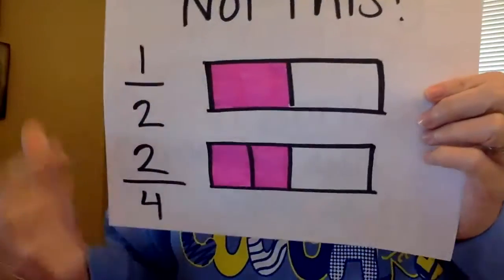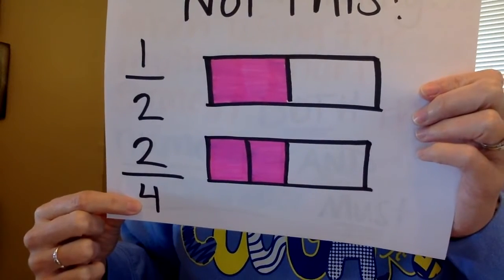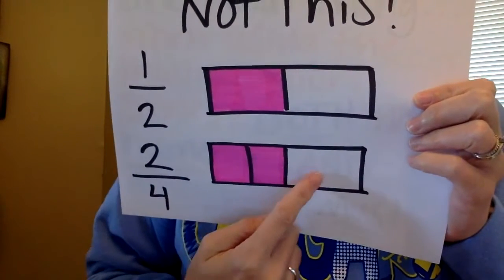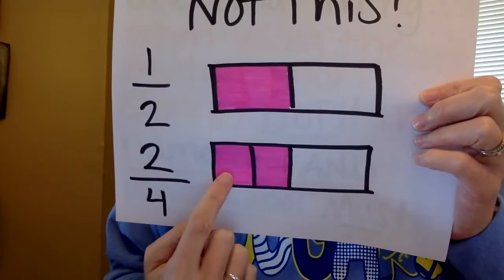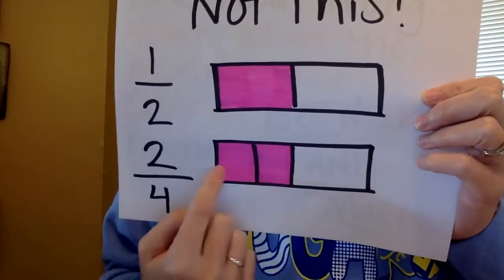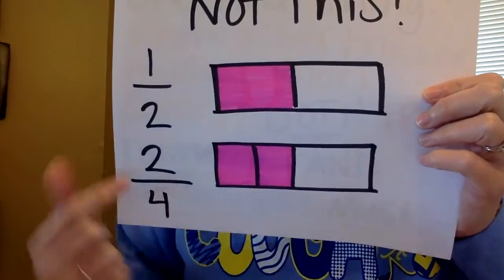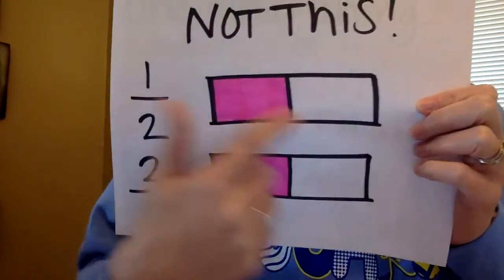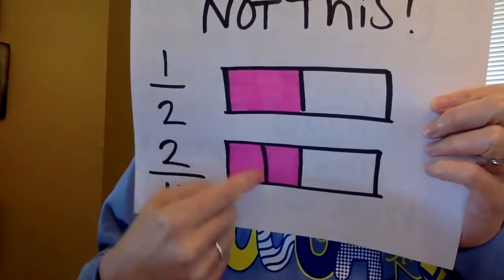I can't do this, because technically this isn't fourths. I end up with 1, 2, 3 pieces if I was counting, and I have 2 out of 3. This would actually be 2/3. So this is not correct. So you have to make sure if I'm going to draw a line here, I've got to do it to the other pieces.